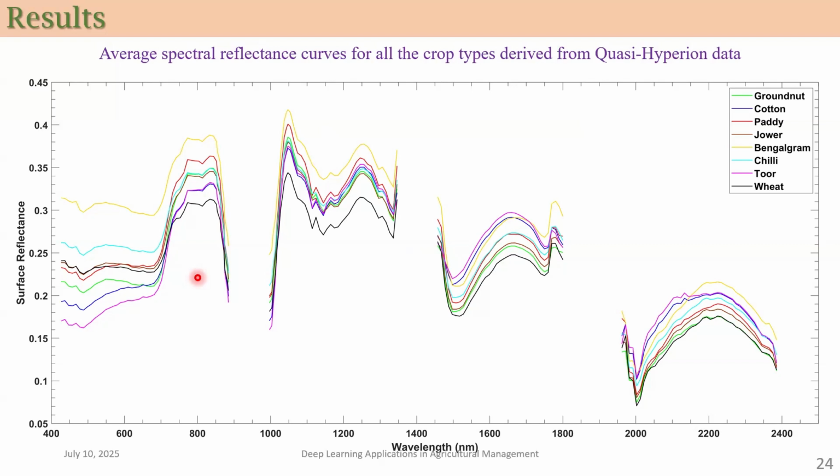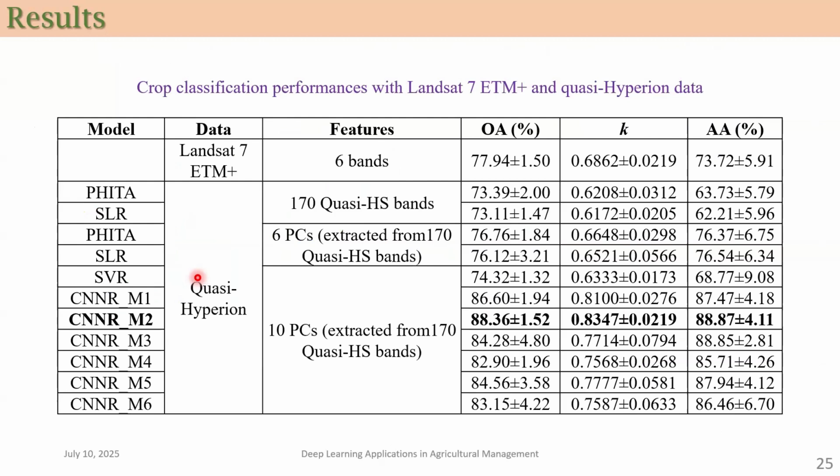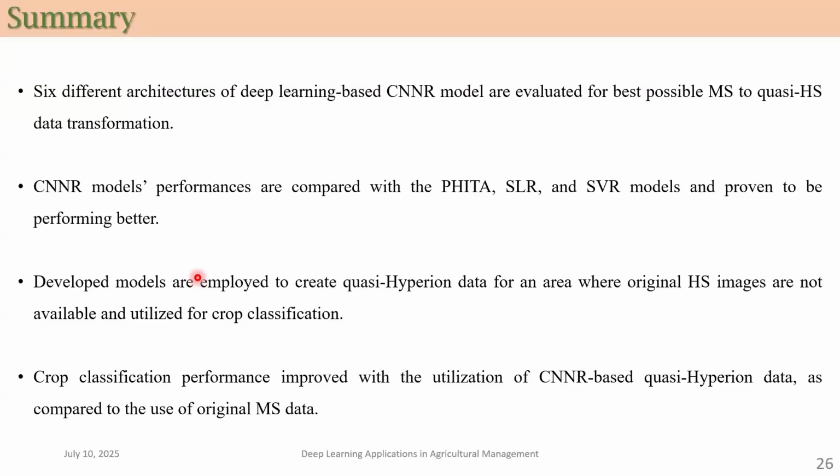So the idea is to utilize this information and then generate the hyperspectral images, quasi-hyperspectral images. And we try to use that to classify the entire area. And we found that we could get a very good accuracy when compared to simply using Landsat data. Using Landsat data only, we generate quasi-Hyperion data, and from that, when you try to classify the images, we get excellent accuracy. That's what we found it to be.